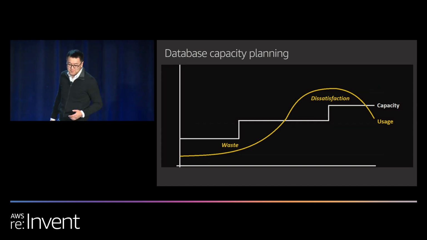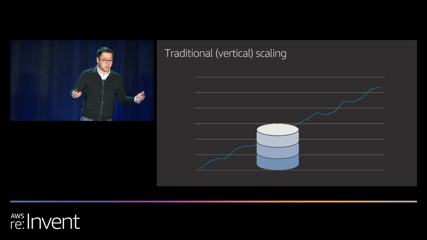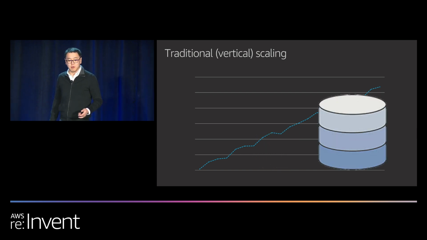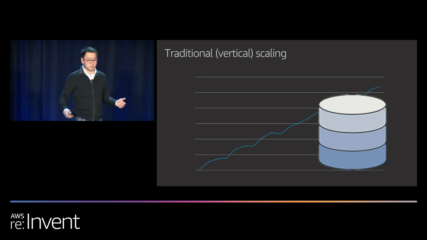And so traditional database scaling, or vertical scaling, really is a pretty simple concept, right? You just essentially buy a bigger box. You buy a server with more CPU, more RAM, more disk, and this is just going to accommodate your growing workload. But there's some major downsides to this, right?